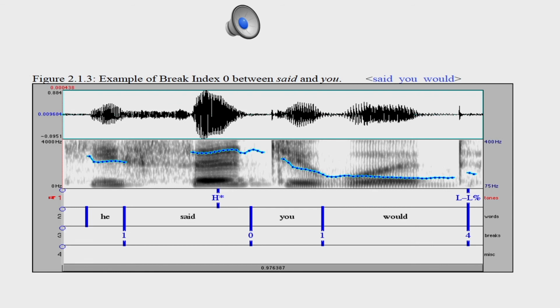We have it here with a 0: "He said you would." So between "said" and "you" there is very little boundary, because typically the following pronoun is uttered almost like one word.